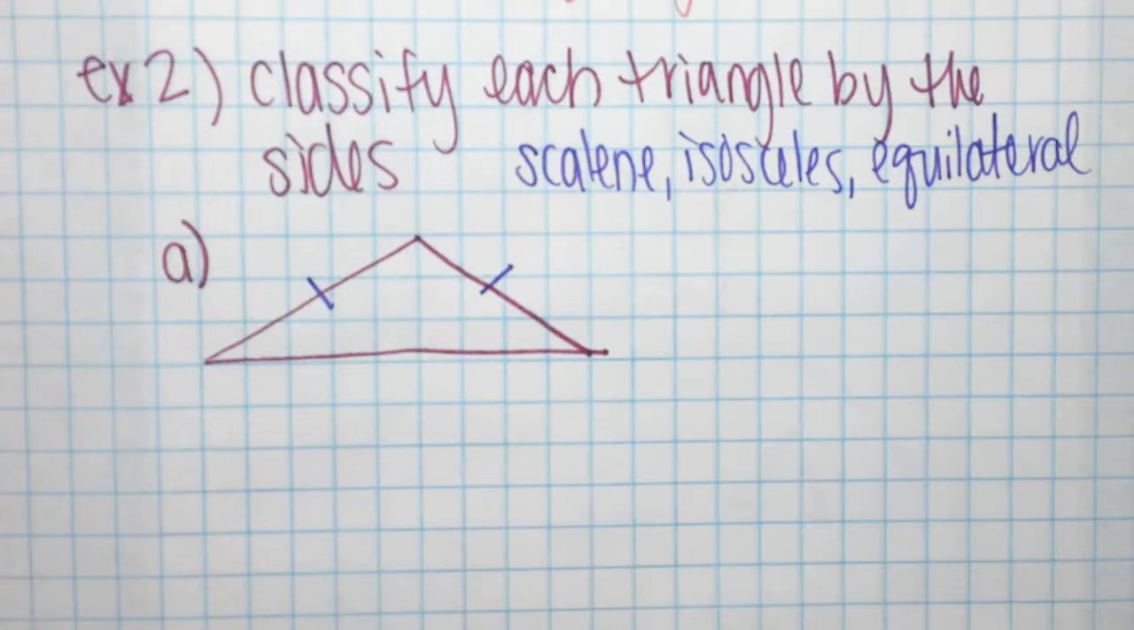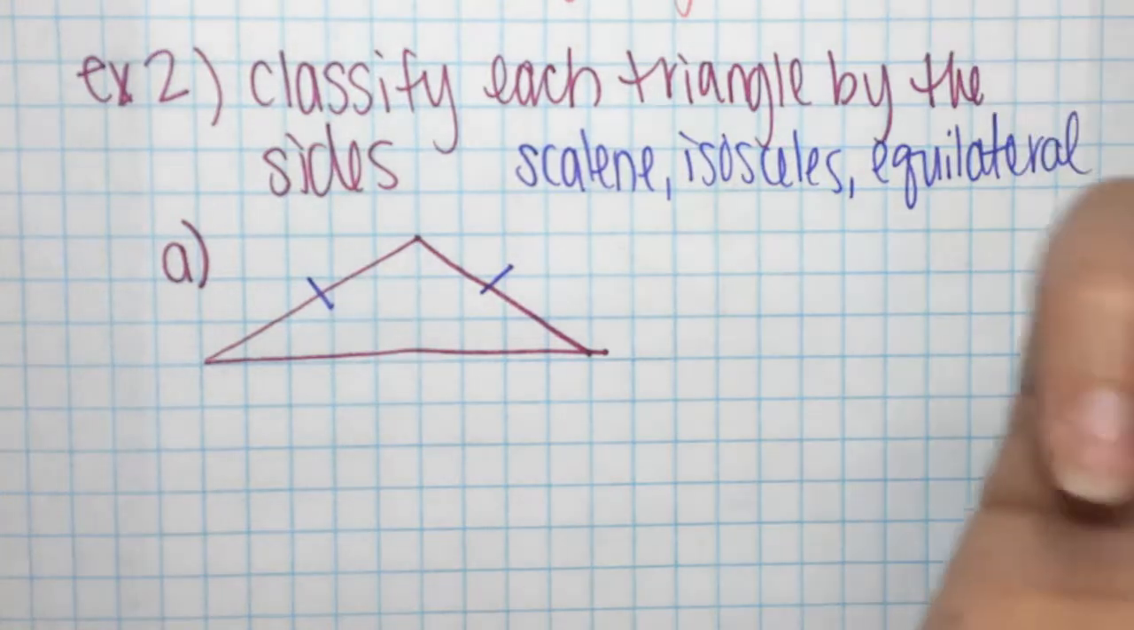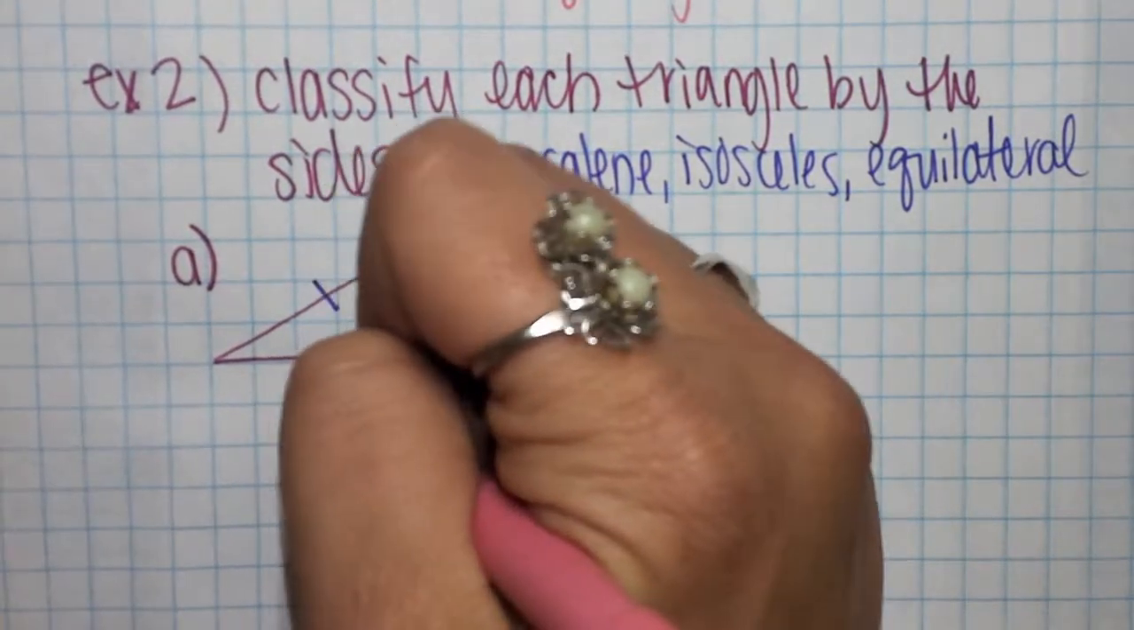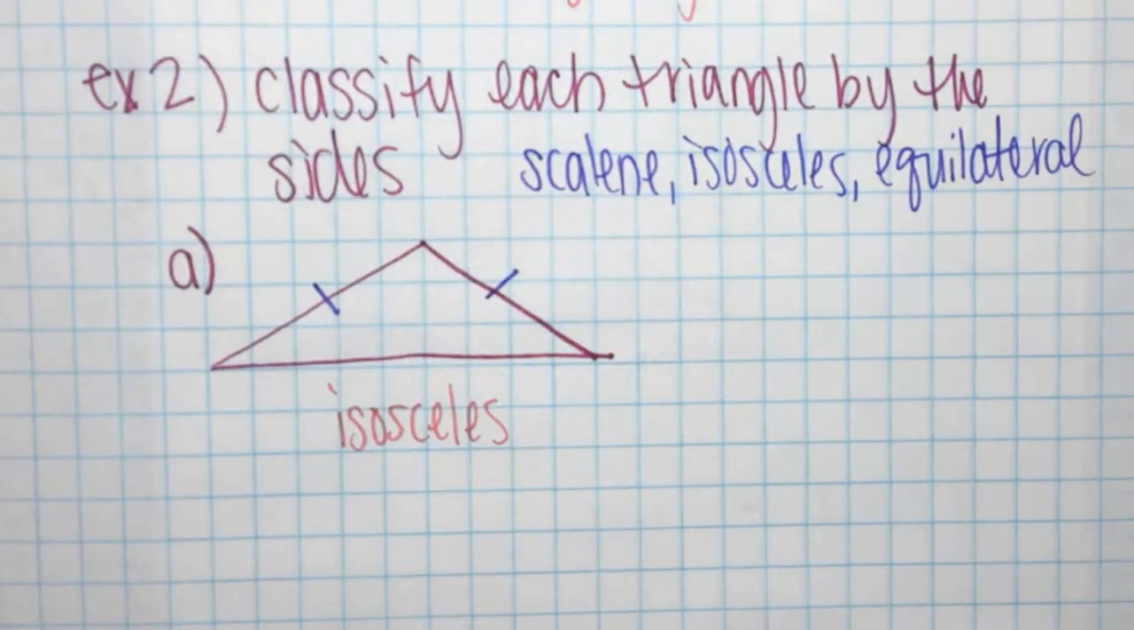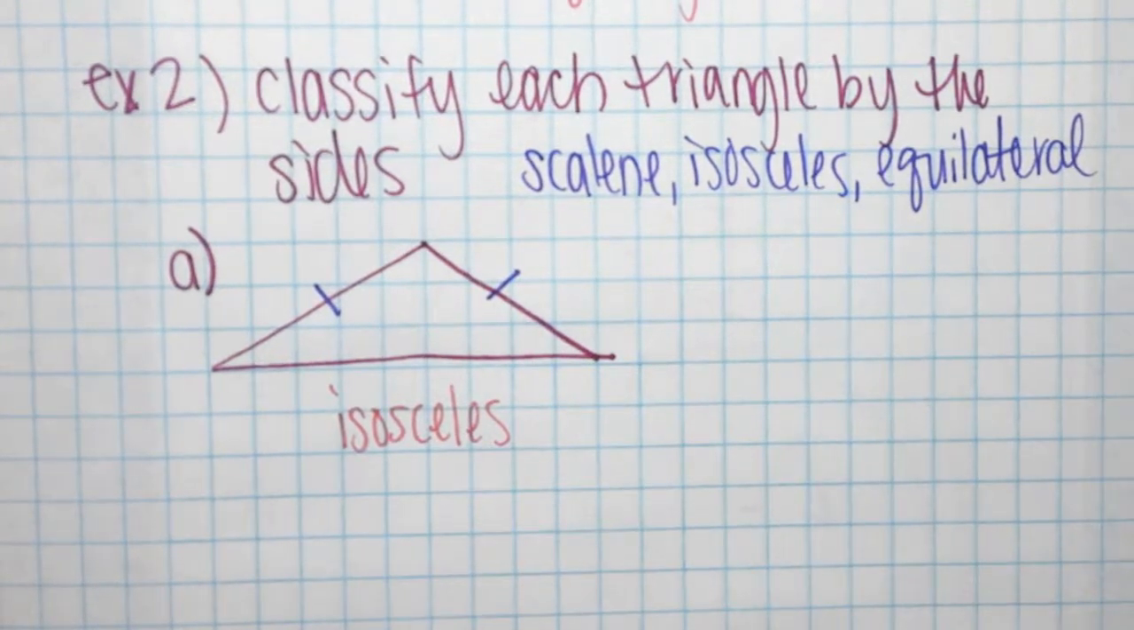What is this? Isosceles. Do we agree or disagree with Eric? I agree. Why is it isosceles? Because these two tick marks say that it's the same.